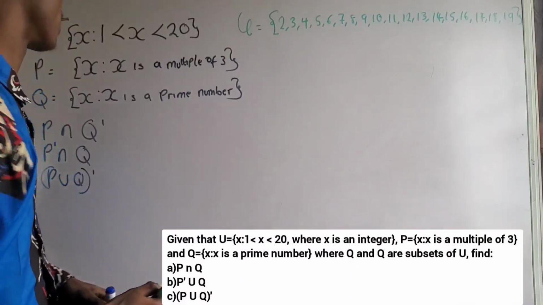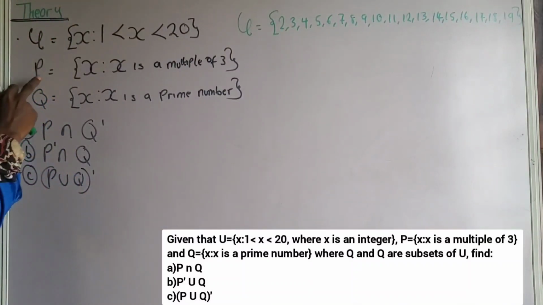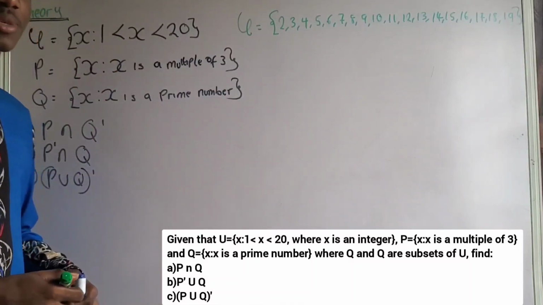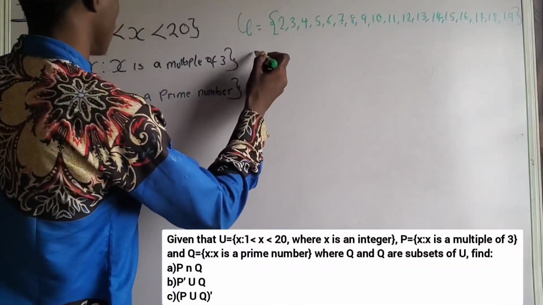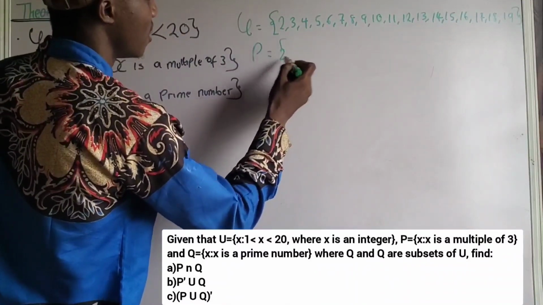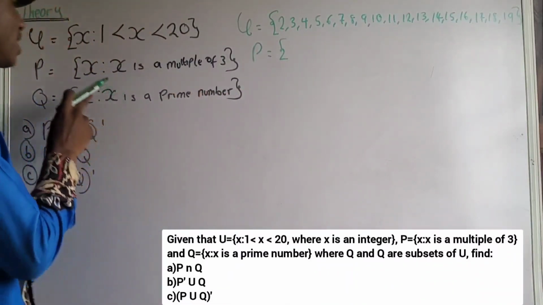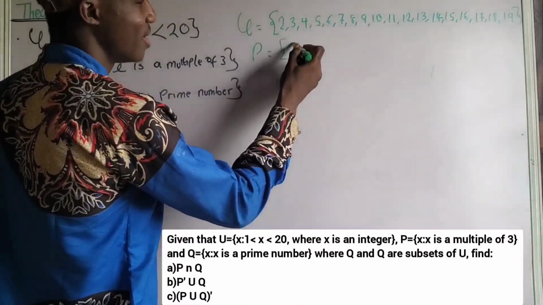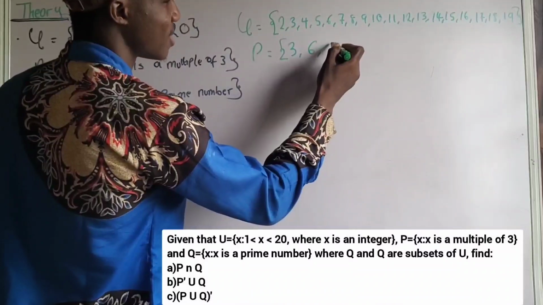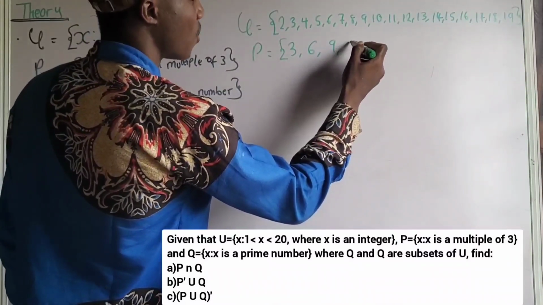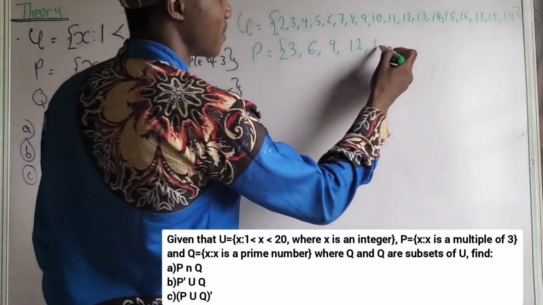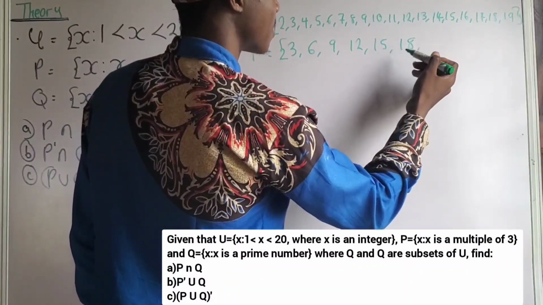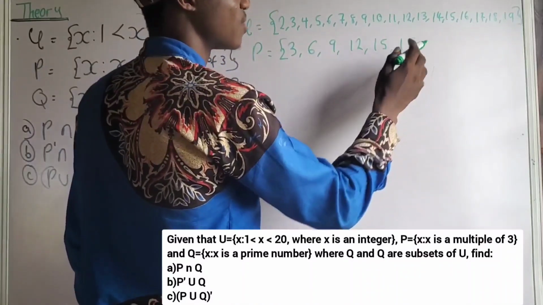Do you understand? Now look at the other set. P equals x such that x is a multiple of 3. For set P, I'm going to have 3 times 1, that is 3, because x is a multiple of 3. So 3 times 1 is 3, 3 times 2 is 6, 3 times 3 is 9, 3 times 4 is 12, 3 times 5 is 15, 3 times 6 is 18, 3 times 7 is 21.